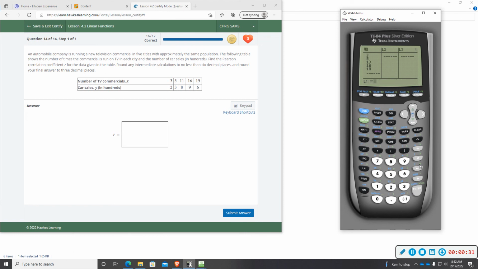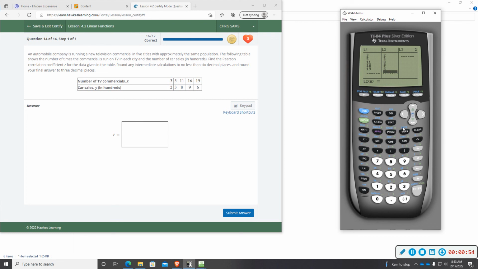Clear. There we go. Okay, so 3, 5, 11, 16, 19, and then 2, 3, 8, 9, 6. Okay. Double check. I think it looks good. So now let me show you this.